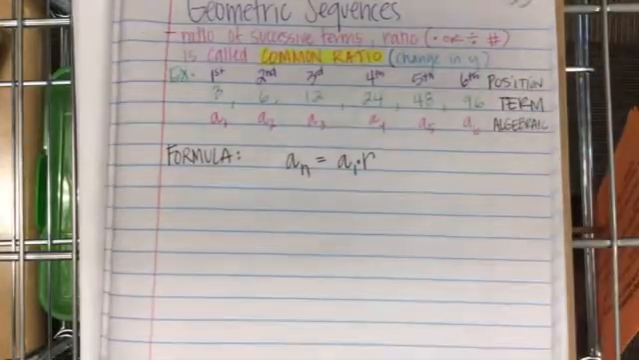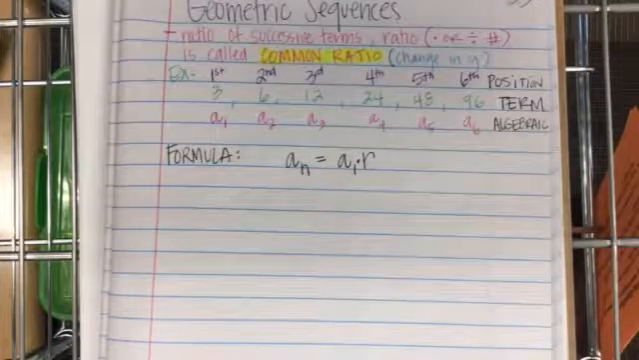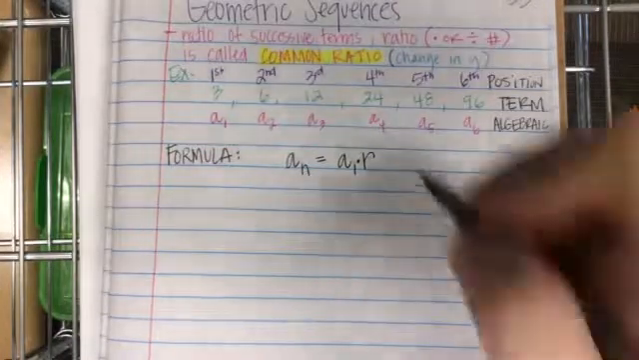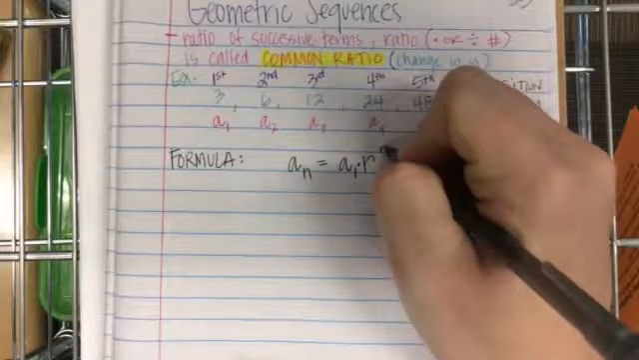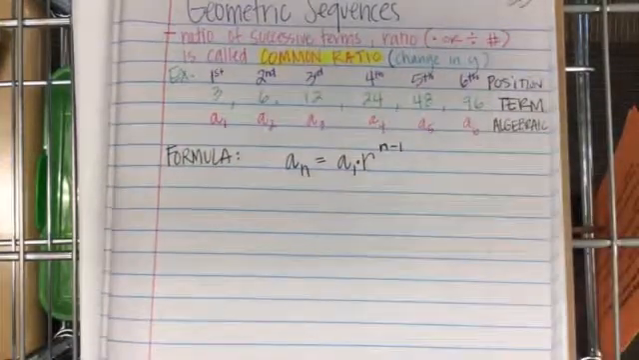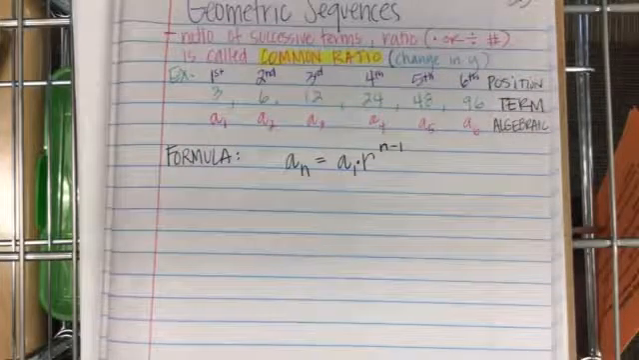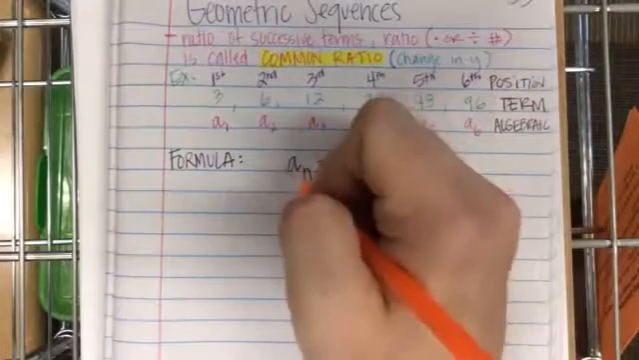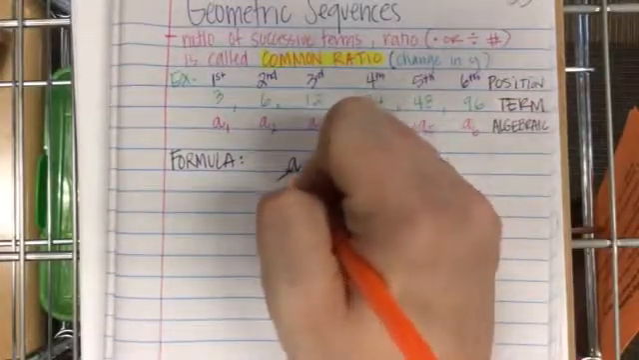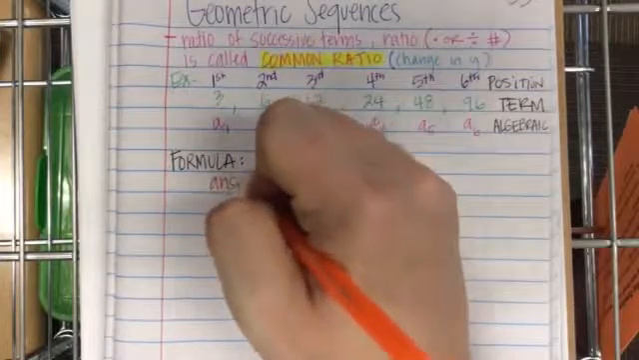Times R. What does R represent? The rate, the ratio, the common ratio that we found. And then the number we want, n minus 1. So now let's label those. Again, that a_n sometimes scares people. That's just the answer.